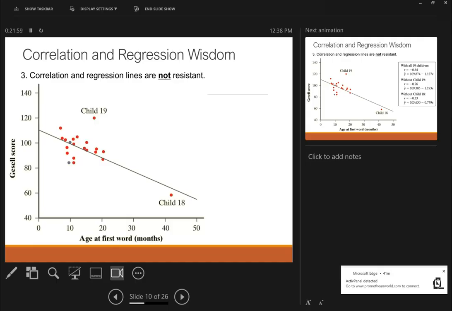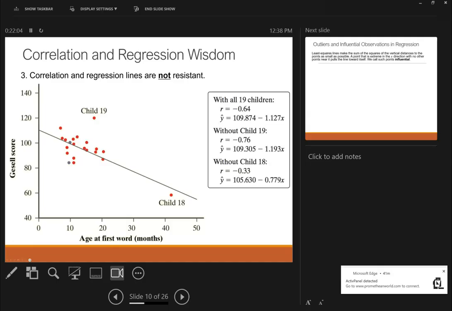That's absolutely hurting. So let's take a look here. With all 19, our R value is negative 0.64. If I eliminate child 19, our R value improves to negative 0.76. If I eliminate child 18, our R value worsens, really, I don't know that it's a word, to negative 0.33.